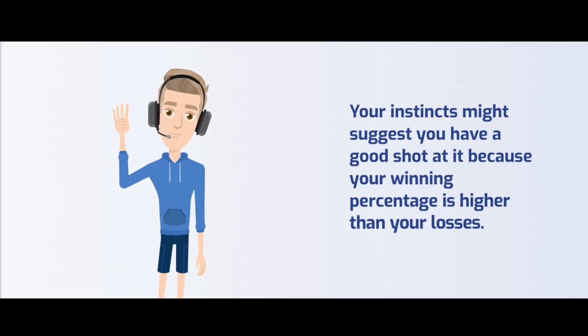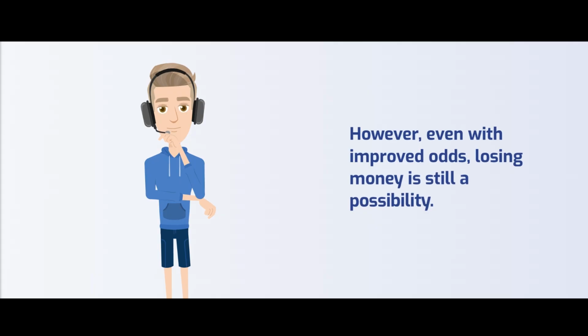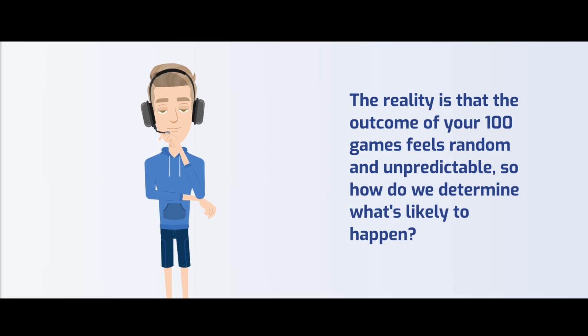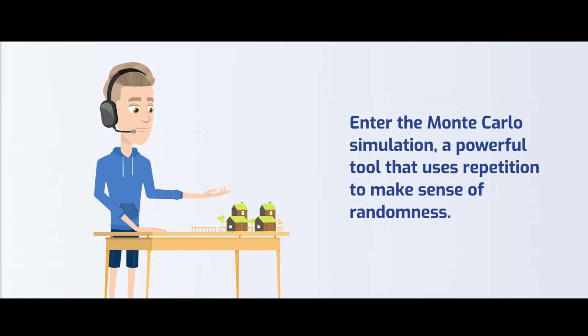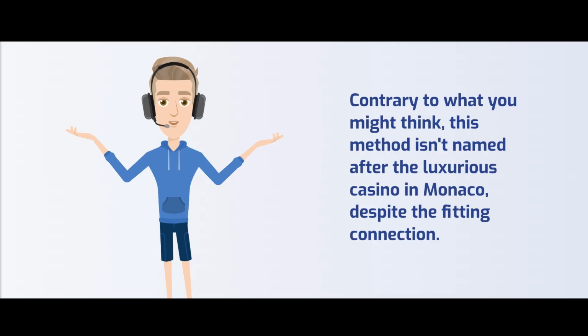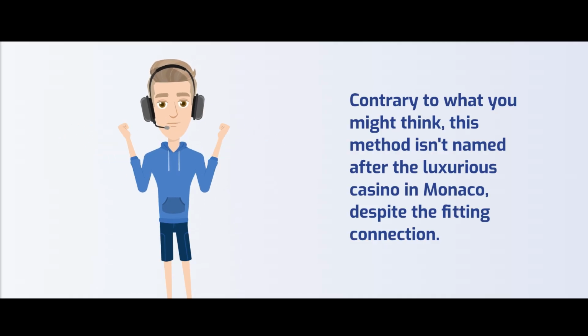Your instincts might suggest you have a good shot at it because your winning percentage is higher than your losses. However, even with improved odds, losing money is still a possibility. The reality is that the outcome of your 100 games feels random and unpredictable, so how do we determine what's likely to happen? Enter the Monte Carlo simulation, a powerful tool that uses repetition to make sense of randomness. Contrary to what you might think, this method isn't named after the luxurious casino in Monaco, despite the fitting connection.